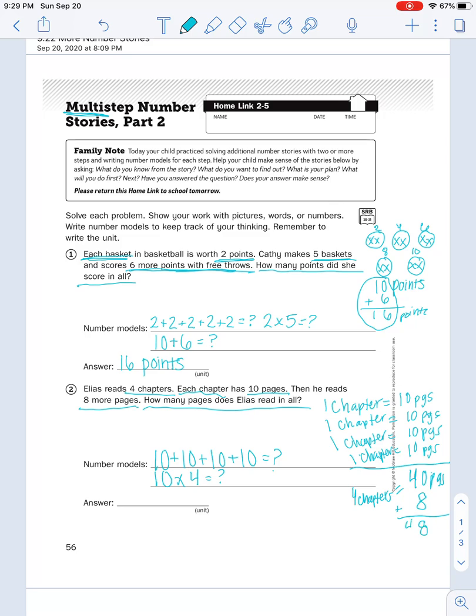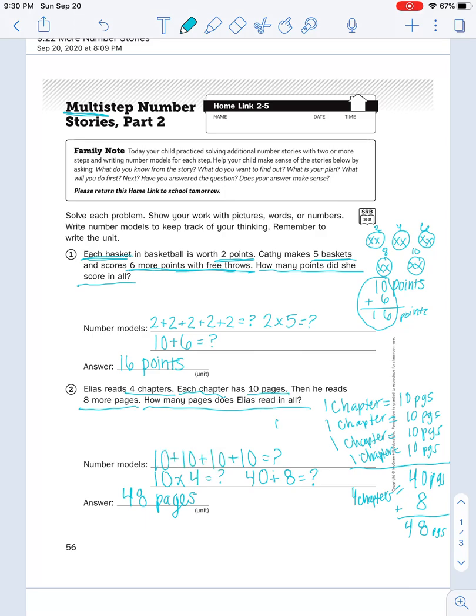So 0 plus 8 is 8. 4 plus nothing is 4. So let me write that down before I forget on my number models. So that would be 40 plus 8 equals question mark. All right, and then that brought me to the answer of 48 pages.